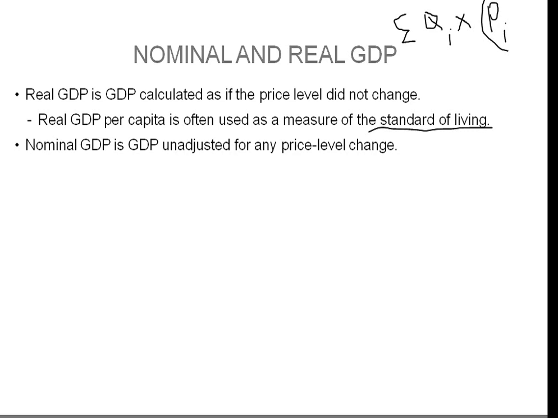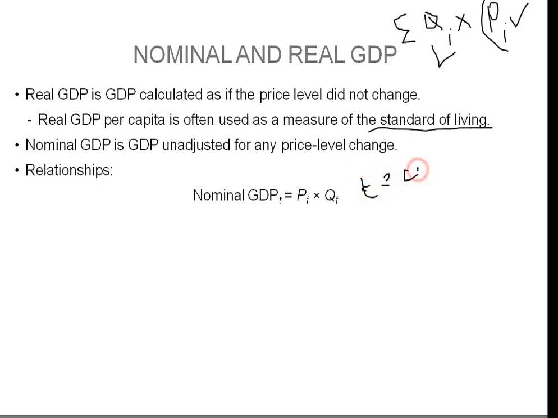The concept for nominal GDP is that when prices change, our GDP changes, and we take the new prices and new quantities to calculate the nominal GDP. We do not adjust for the price increase. The relationship is: nominal GDP in time period t is equal to Pt times Qt. This is the current time period, where t means the current time period.